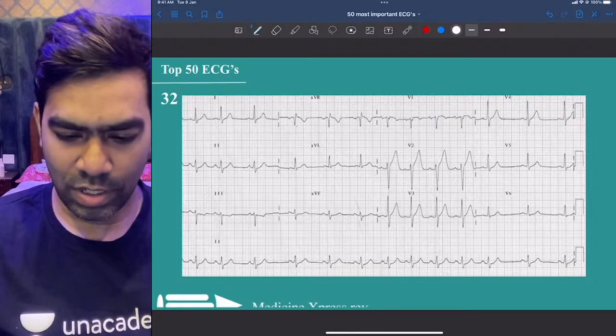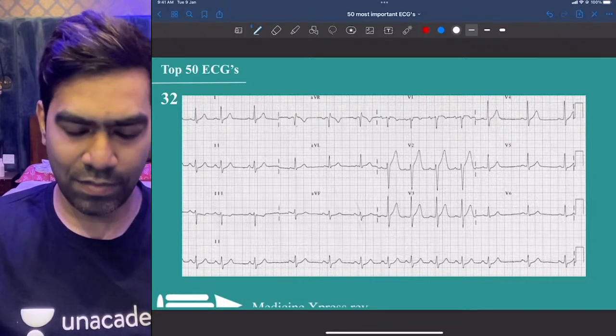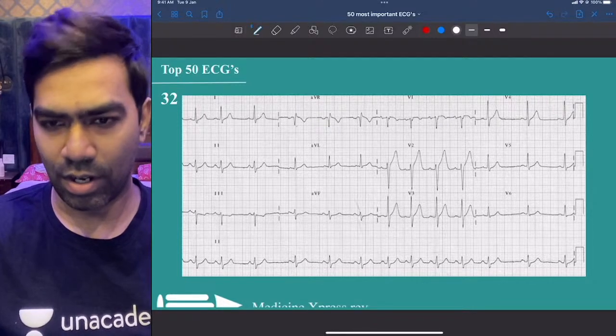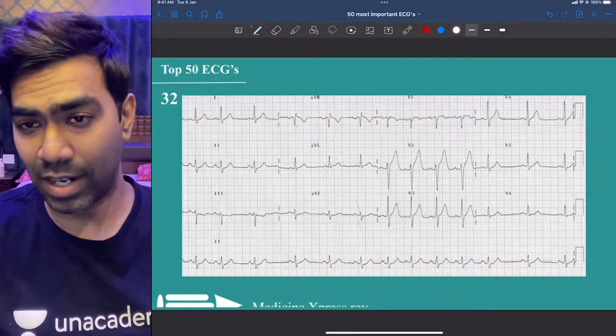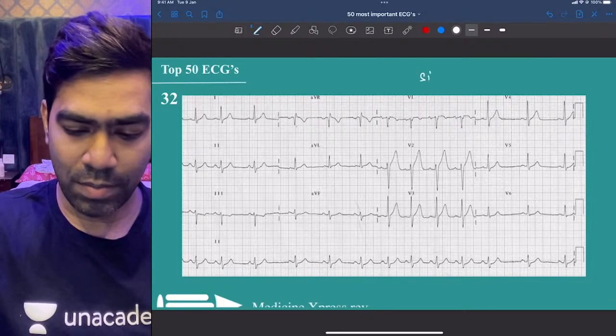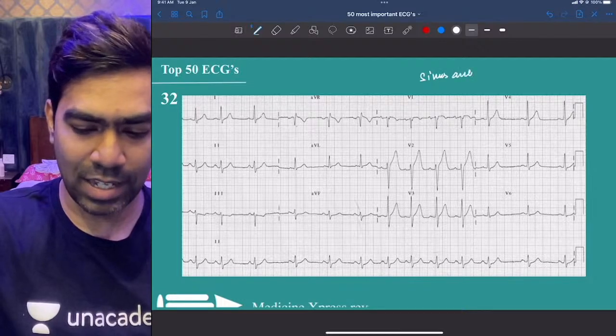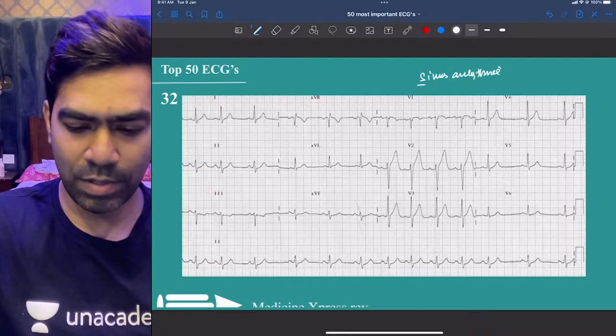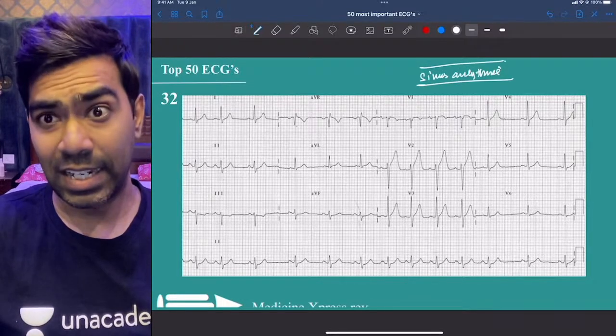And coming to this one, it might look as if there is a tachyarrhythmia, or some irregular tachyarrhythmia, but this is a very common EKG asked in INI-CET exams. This is very much suggestive of something called sinus arrhythmia.